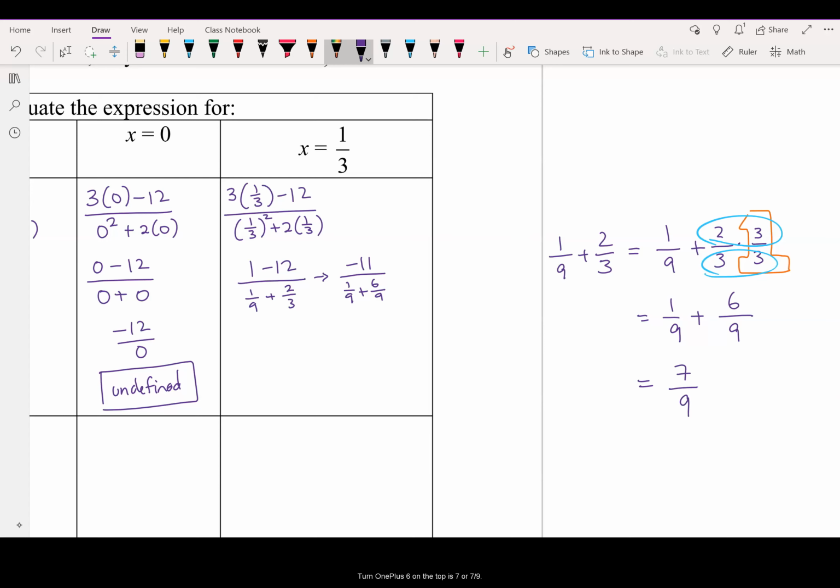so 7/9. I'm going to replace that over here in my writing. Negative 11 divided by 7/9. If you remember your division of fractions, which we are going to talk about a little bit later, I copy, dot, flip, and negative 11 is a whole number, so I'm going to write that over 1, multiply straight across. Negative 99/7 is actually what happens when we plug in 1/3 for x.